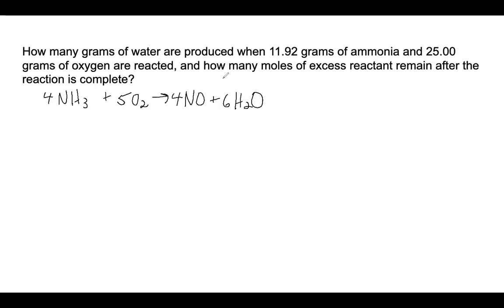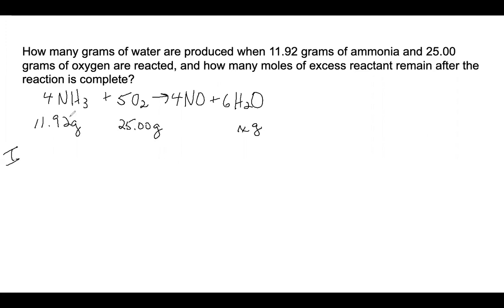Okay, so now we're given the amounts of both of our reactants. We're given 11.92 grams of ammonia and 25.00 grams of oxygen. All right, now for our ice table, we need moles. We want to do our ice table. This is a limiting reactant problem because we're given the amounts of both of our reactants. And what we want to find out is our water, right? How many grams? Yeah, we want to find out the grams of water.